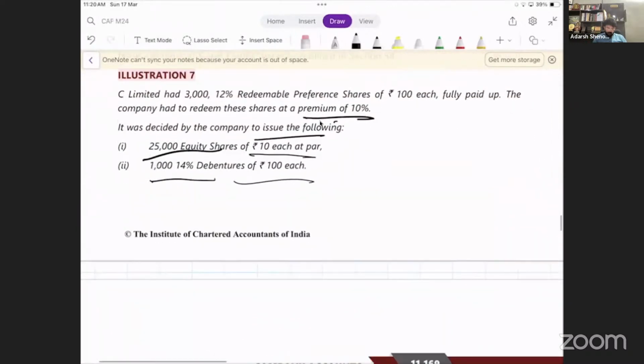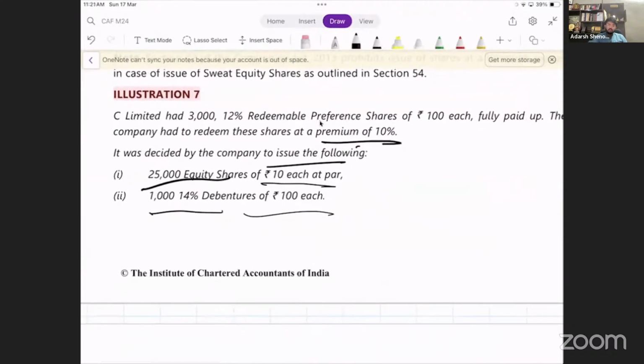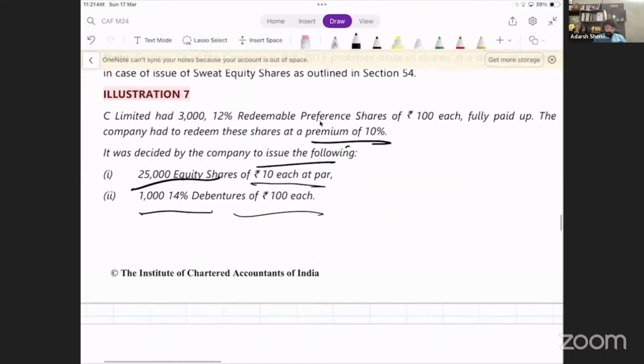Okay, fine. Now let's just discuss this before we start doing the problem. Very simple discussion, very easy this question also is. But pay attention to some key points that I will tell you now. I hope everyone is listening. So totally 3,000 preference shares are there. Face value is 100 each. So 3,000 into 100, the total preference capital that will be repaid is 3 lakh rupees.